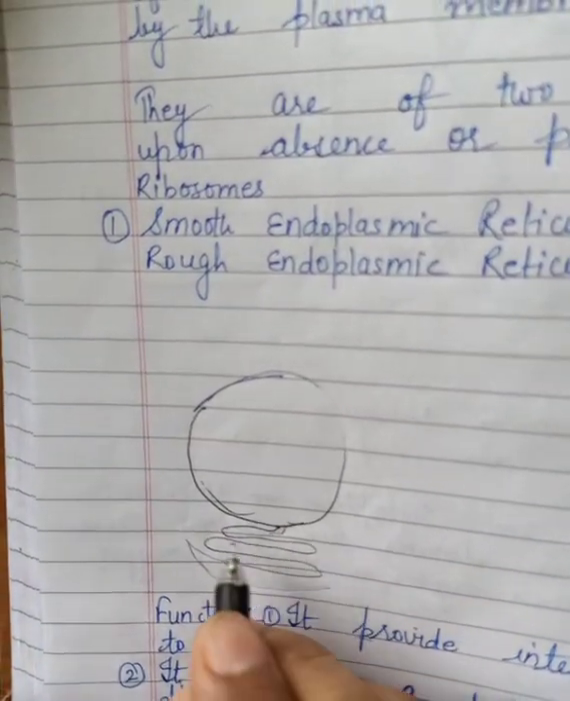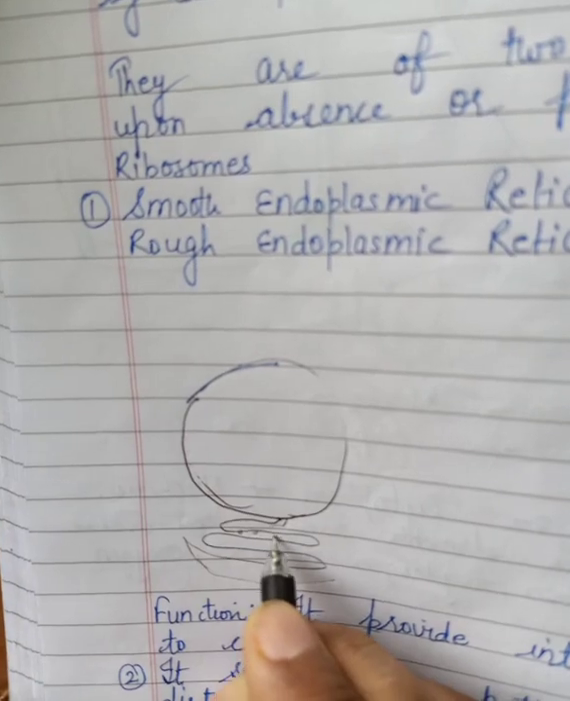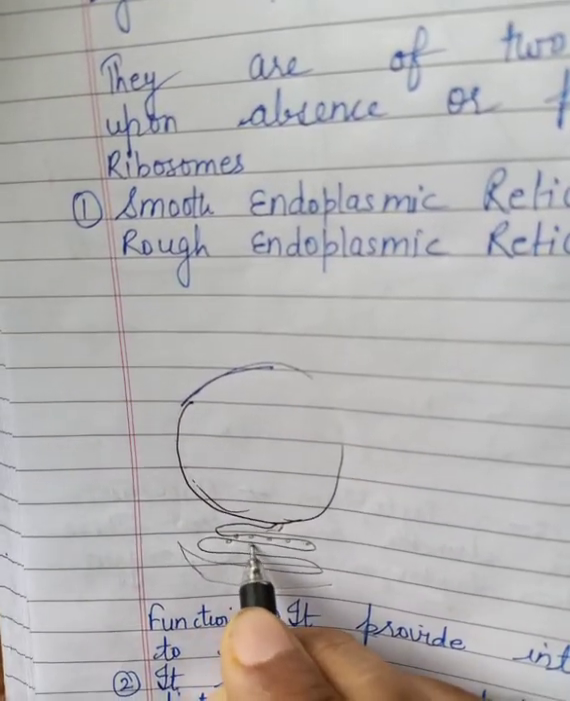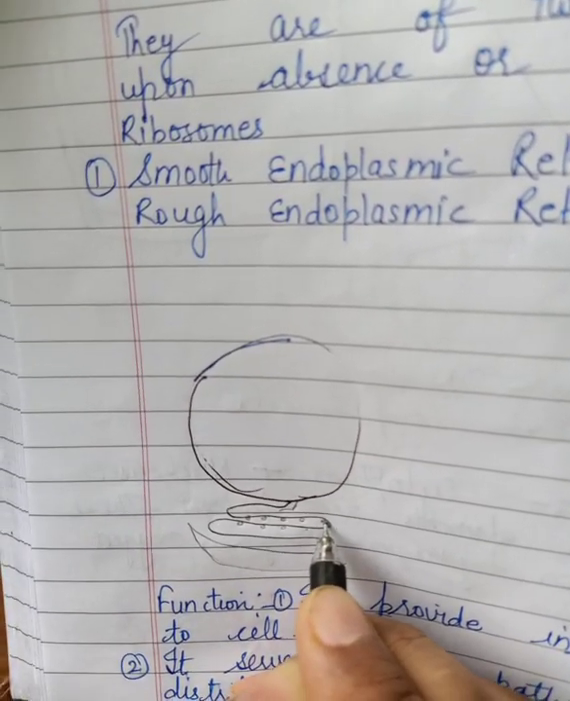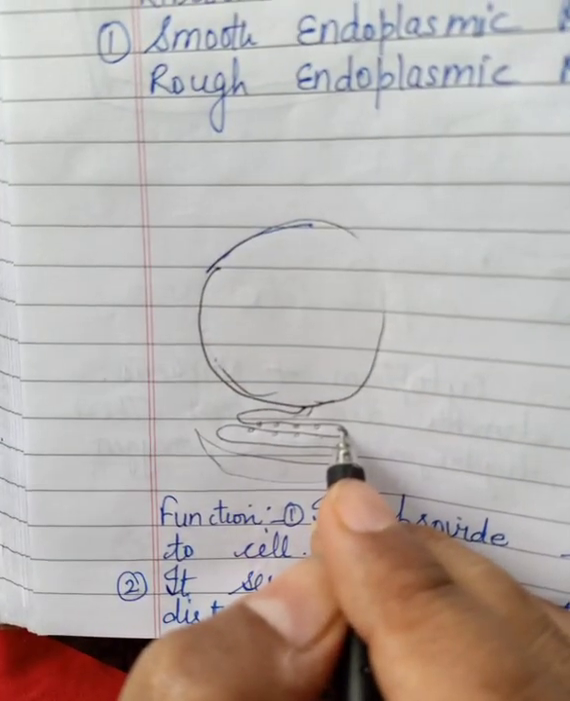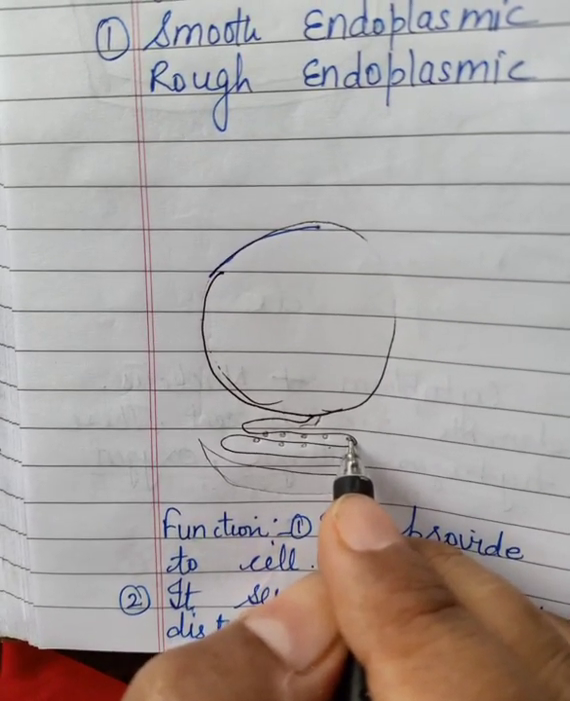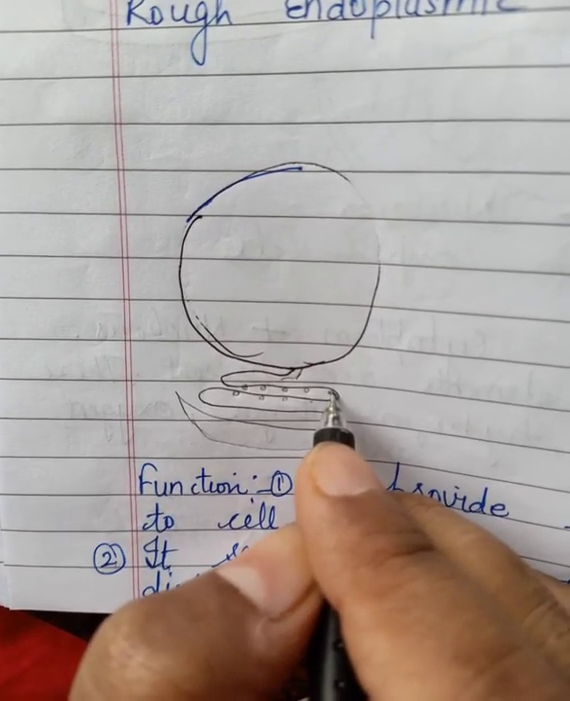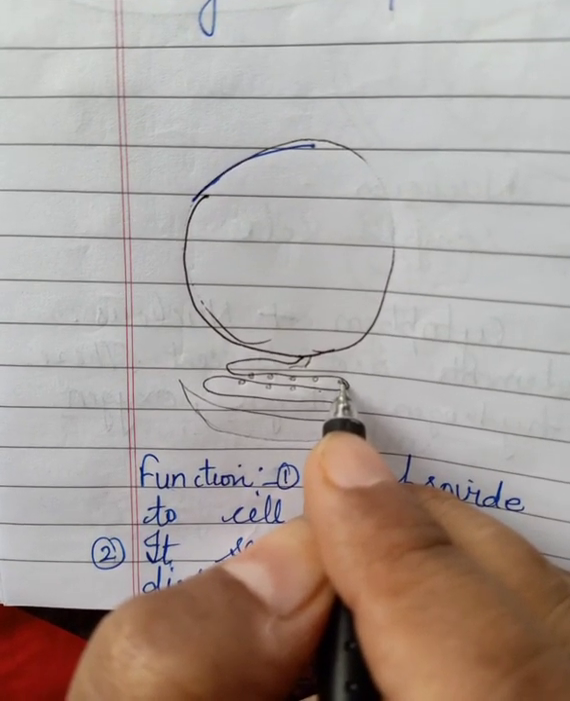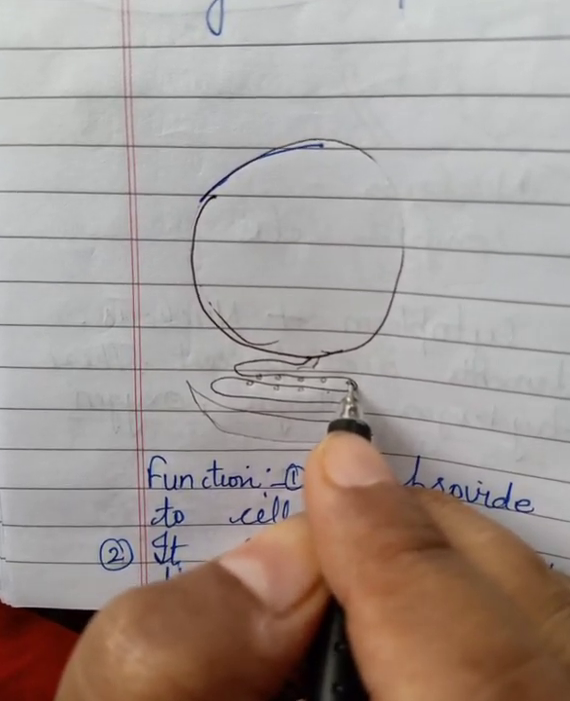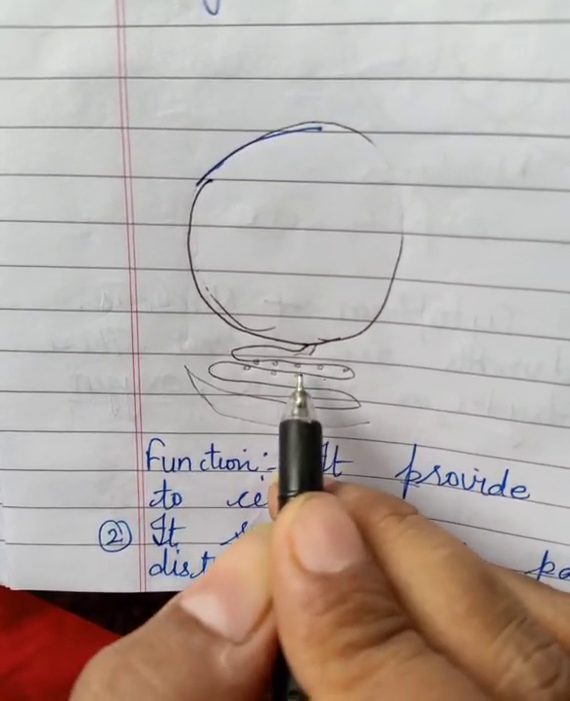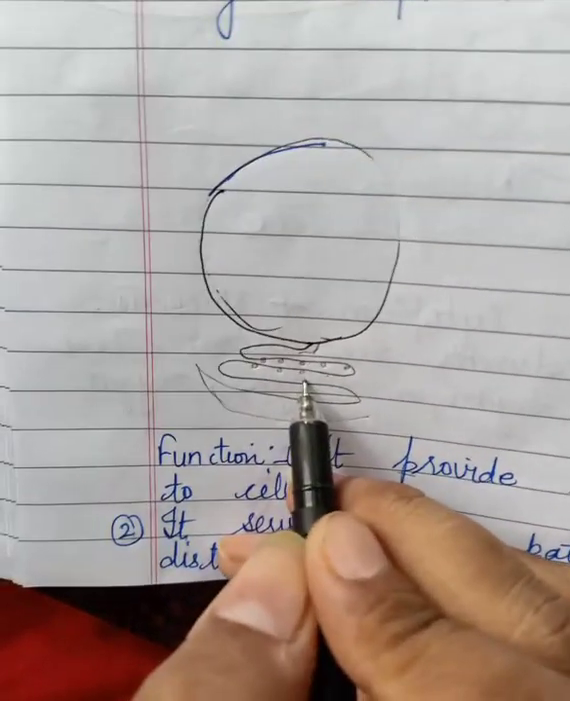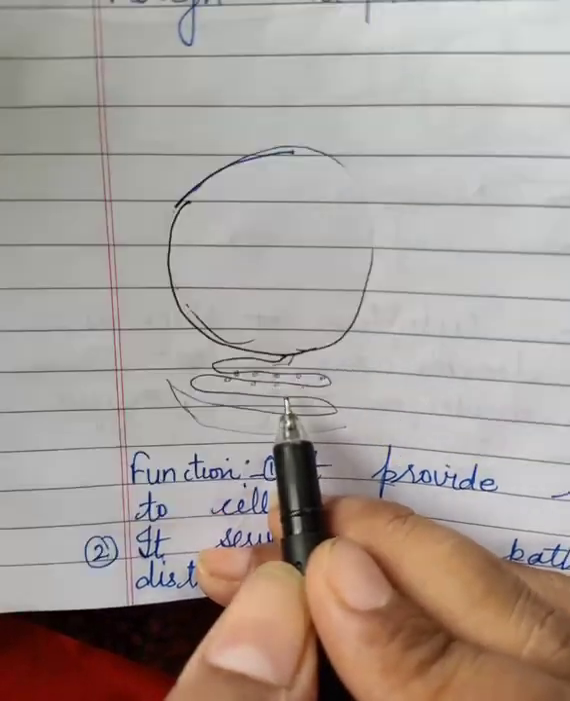Now we can see small rounded structures on the wall. So these are the ribosomes. Now what are ribosomes? Ribosomes are small particles, you can say particle-like structures, present on the outer wall of the endoplasmic reticulum. How can we explain endoplasmic reticulum?